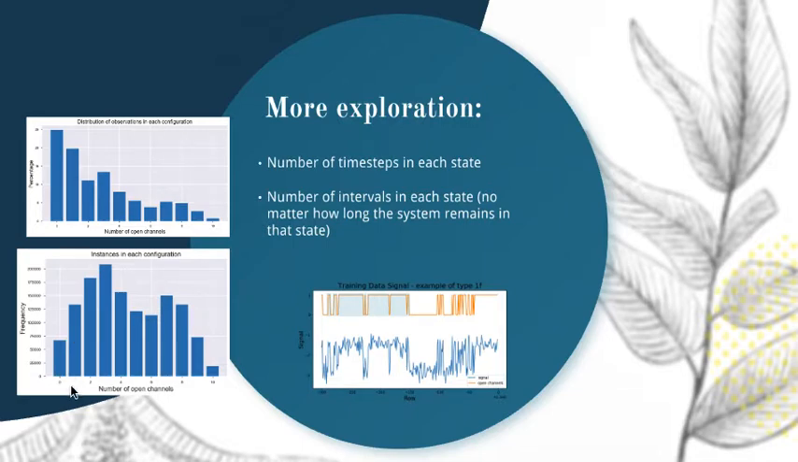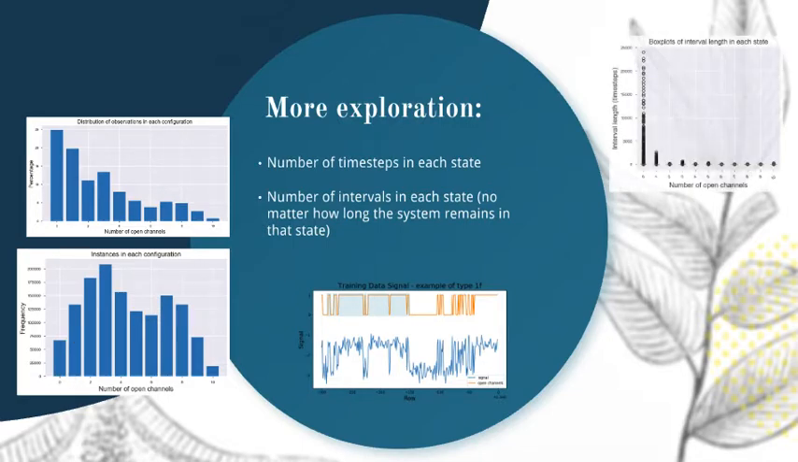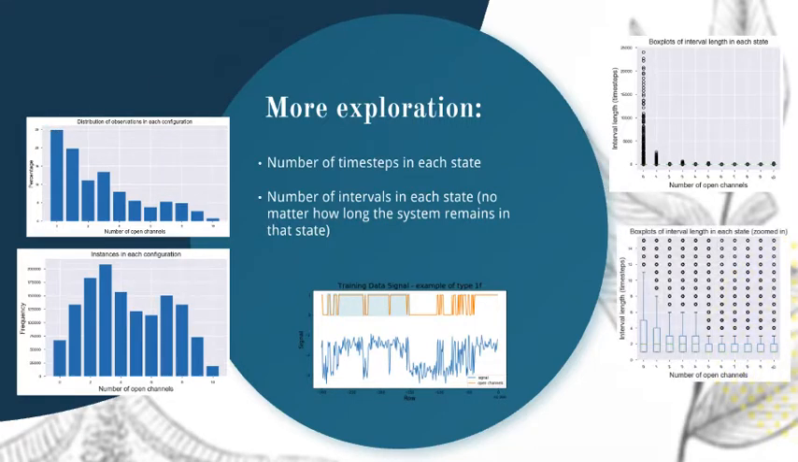To understand that distribution, we did a box plot, and as expected, we have a lot of outliers here for the length of the intervals in each state. So in state 0, 0 open channels, we have a few very, very long intervals that drive up the number of time steps in that configuration. It's very hard to see here at the bottom, so I zoomed in for you.